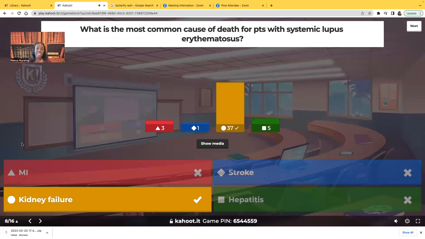Very good. It's kidney failure. And for those of you who've been following me for a couple years, you know my sister died from lupus, and that's what happened, kidney failure, and she ended up passing. In lupus, we absolutely do see MIs, we see stroke, we see incidences of hepatitis, but the most common cause of death is the kidney shutting down, the patient going into kidney failure.